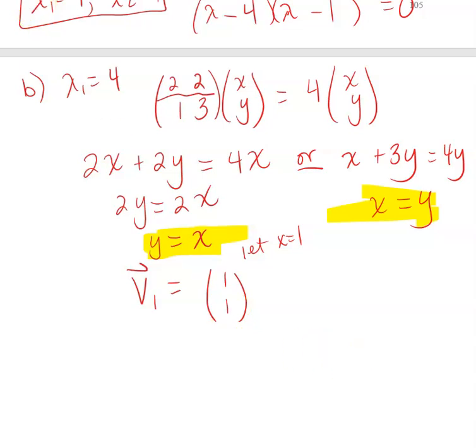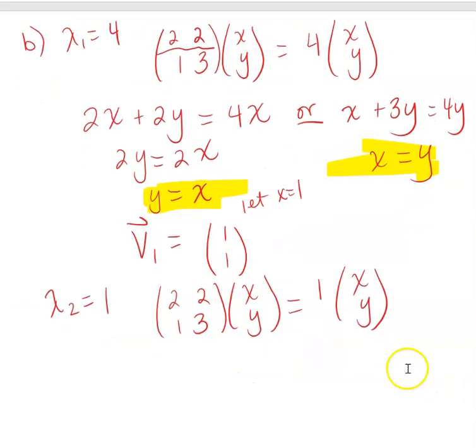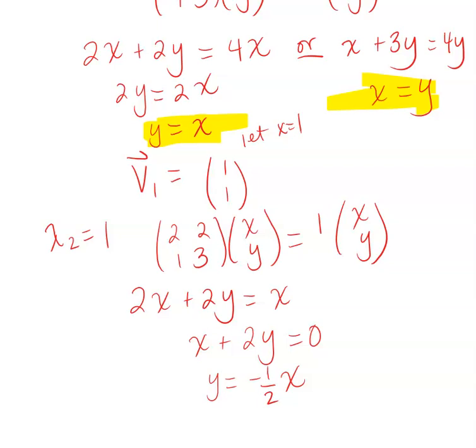All right, so now I'm going to do the same thing for my other lambda. So my lambda 2, remember, was equal to 1. So we're going to write [2, 2; 1, 3] times (x, y) again has to equal 1 times (x, y). And then we're going to write that out as a linear system. Again, you can use either version. It does not matter. 2x plus 2y equals x if I just use the x components. That simplifies to y equals -1/2 x when I solve for y. So that's going to be the straight line solution for this eigenvalue.